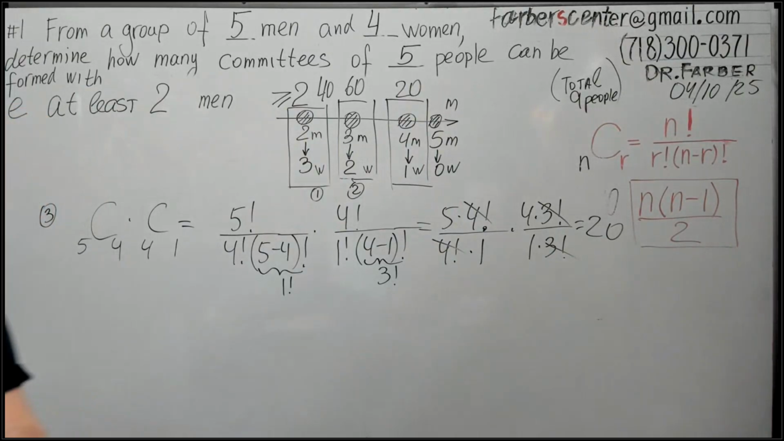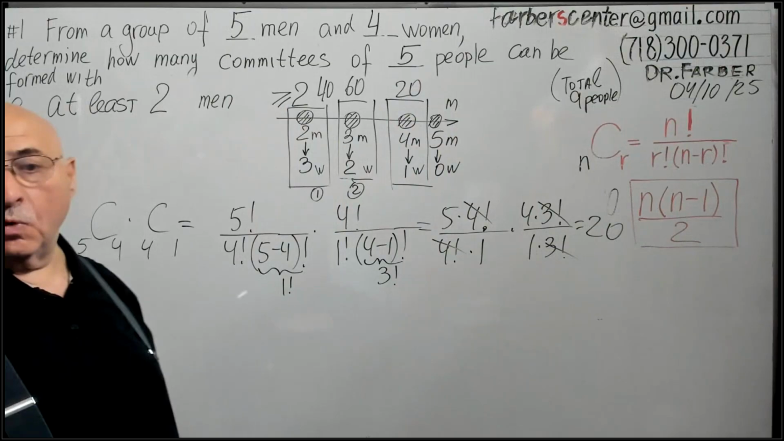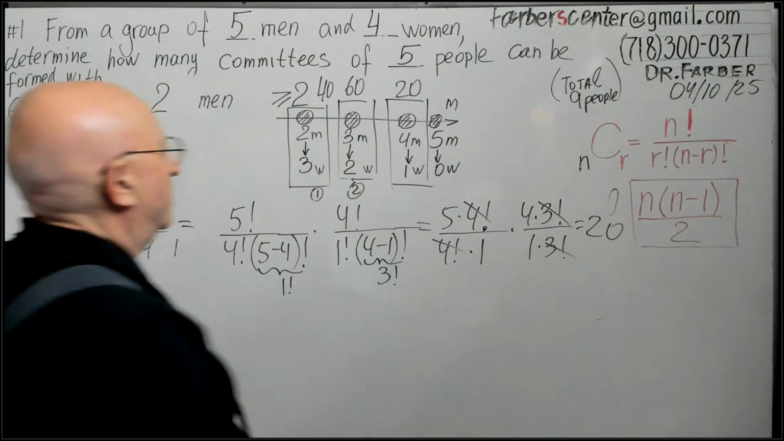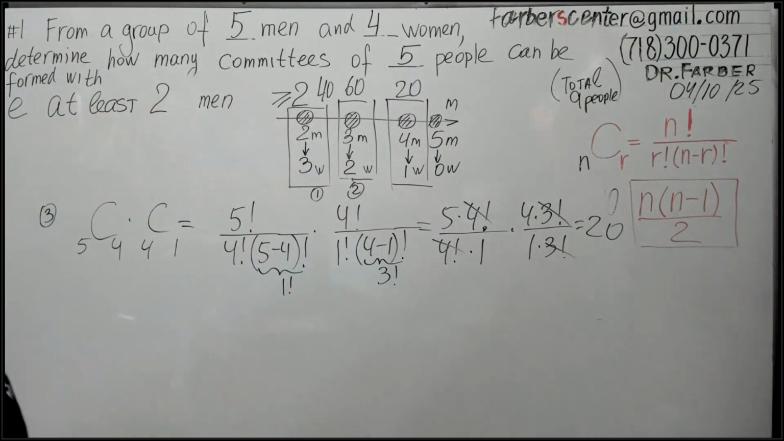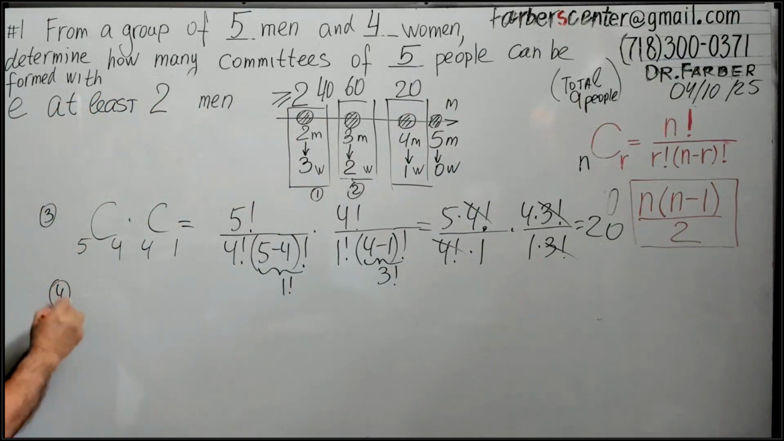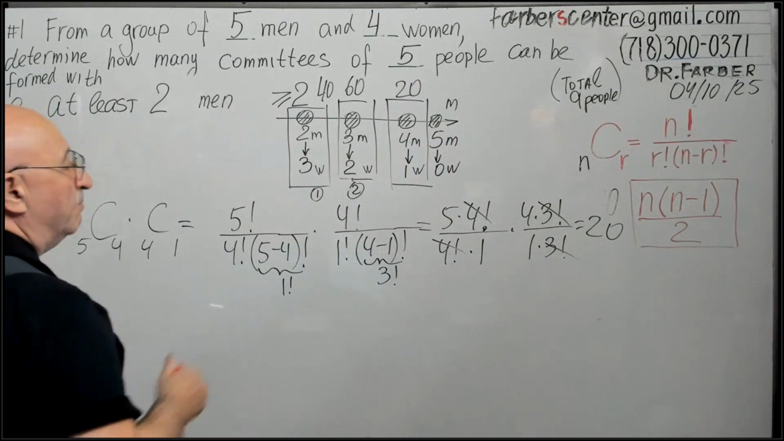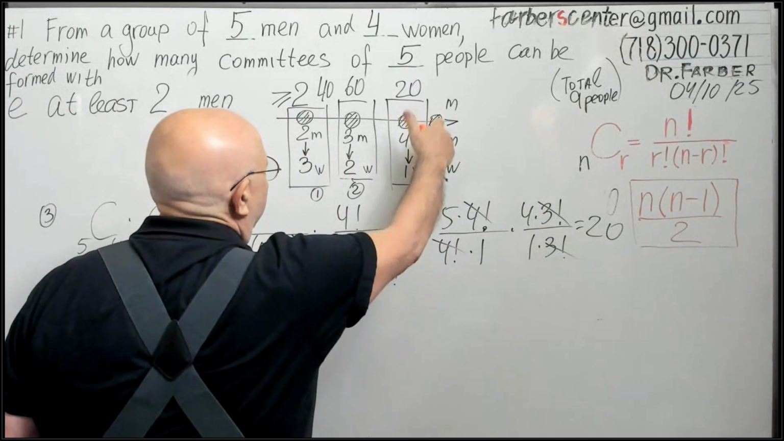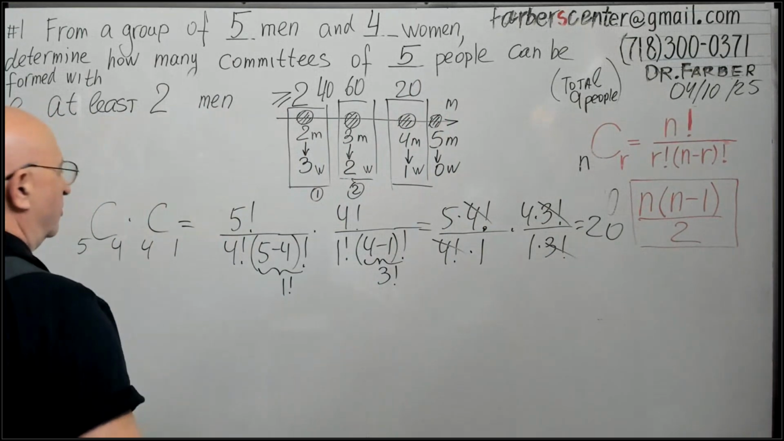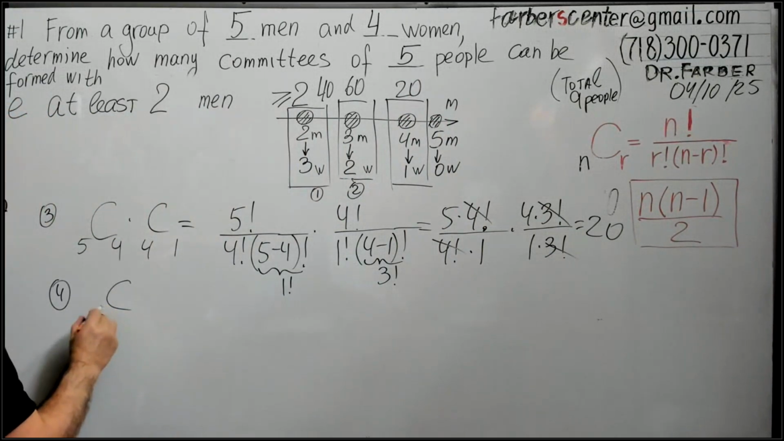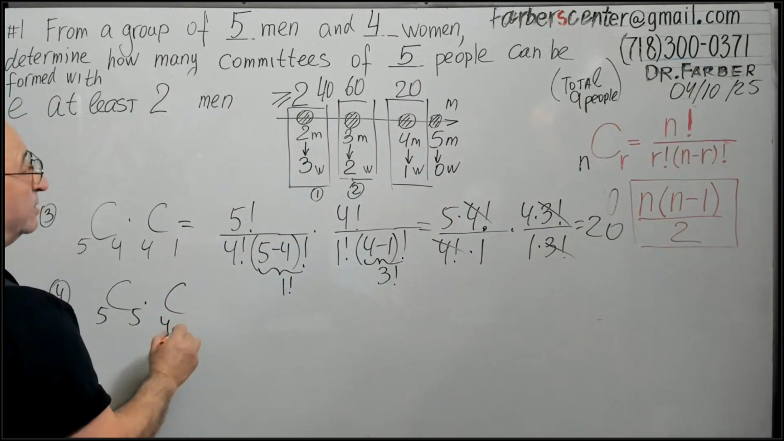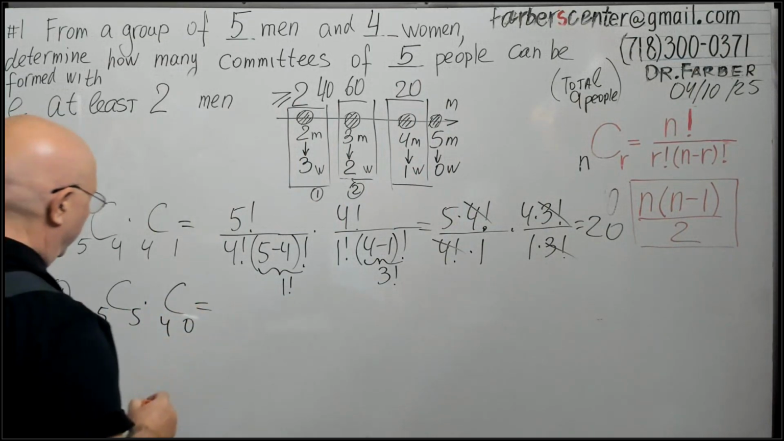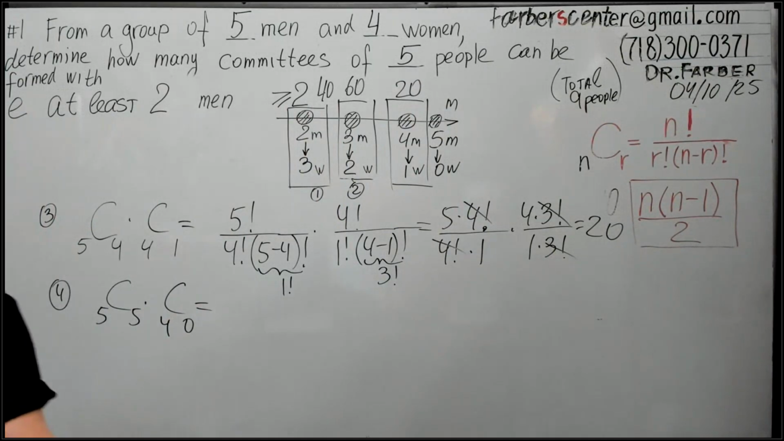Who understands this 100%? Who has questions? And the last of this one, I try to write here, number 4. We have a formal way. Obviously, you can do it mentally, but I show you. C of 5 choose 5, multiply by C of 4 choose 0. See what you get for this case.